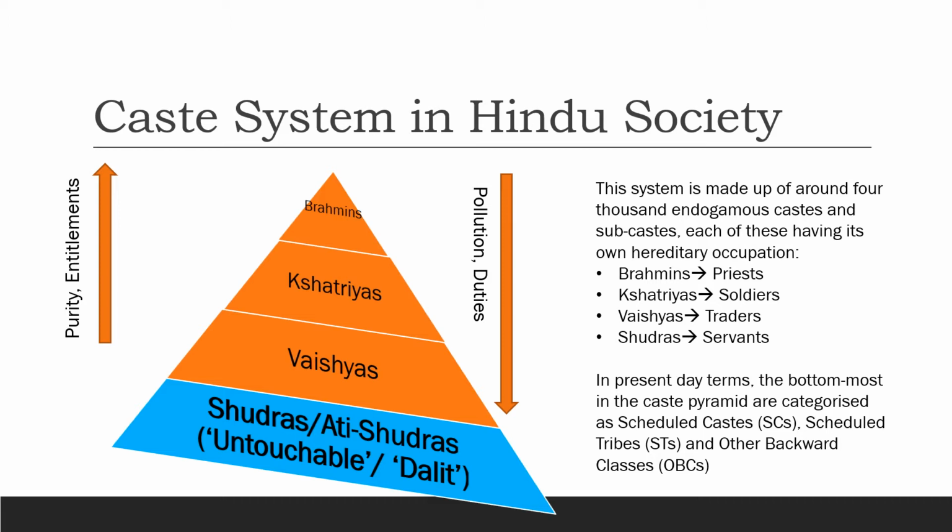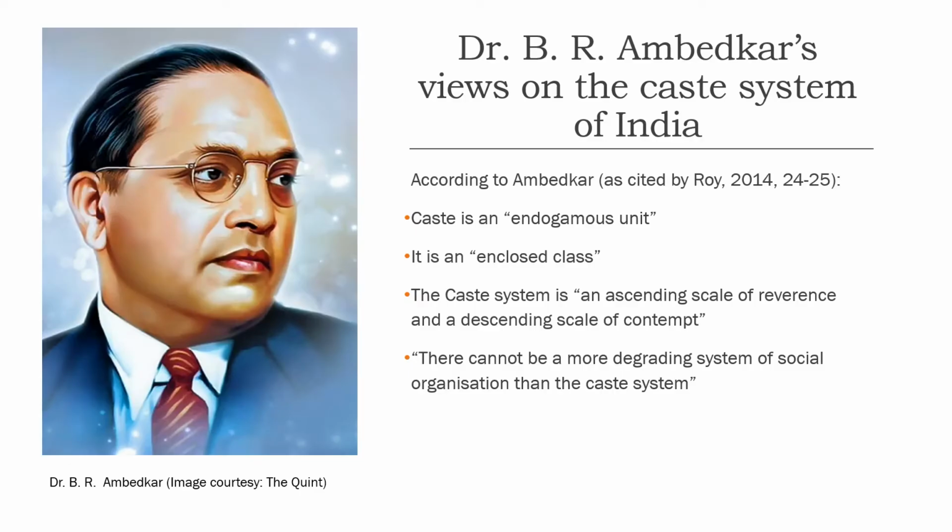The top of the caste system is the purest with the maximum guaranteed entitlements. As one goes down the caste pyramid, the purity decreases and the duties increase. The bottommost in the caste pyramid are categorized as scheduled castes or Dalits, scheduled tribes, and other backward classes.